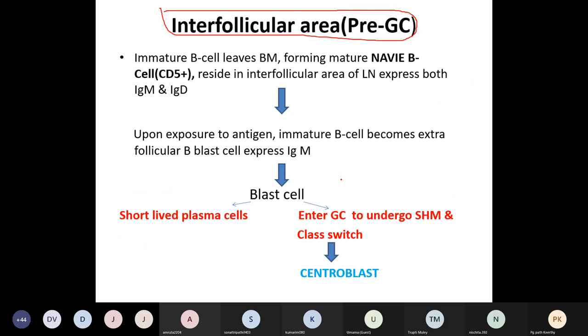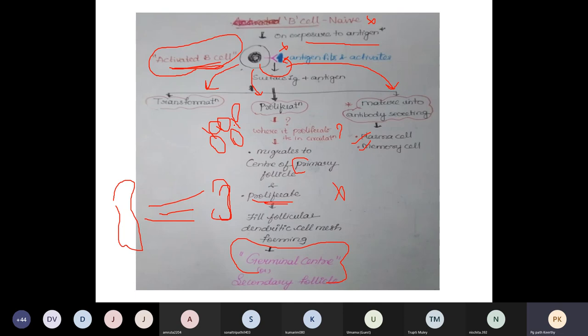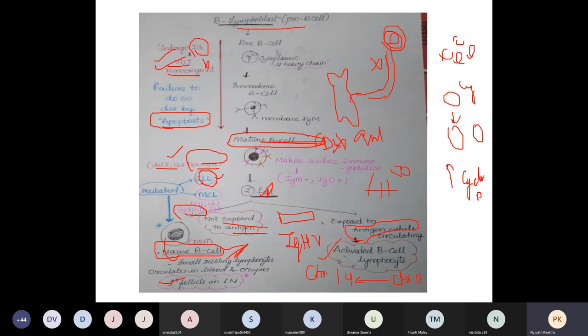Now, the same thing. Your immature B cell will leave your bone marrow, forming the mature new B cell, which can reside in the interfollicular area and express your IgM and IgG. That was the first criteria which we read here, no? Before reaching here, it will go to the interfollicular area, then only it can reach your germinal center follicle. Directly, it can't go like this. It has to go through this pre-GC area, then only GC, right? So that's what he's explaining.